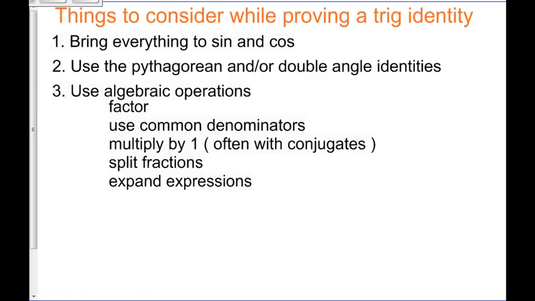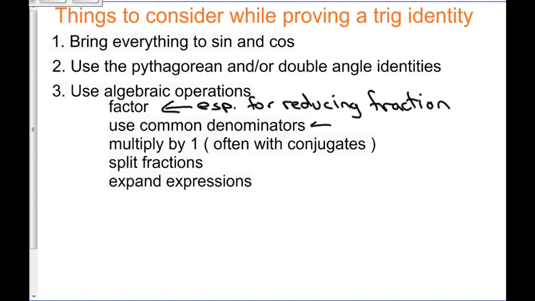Okay, the next thing we're going to do is prove some identities. We're only going to do a couple here, but there'll be more in the assignment. So there are some ideas for what you can do. You can bring everything to sine and cosine if that looks like it's going to be helpful. If you see an opportunity to use Pythagorean or double angle identities, use those. The algebraic operations you can consider are factoring, especially for reducing fractions. Use common denominators to add or subtract fractions. Multiply by 1, often with conjugates.